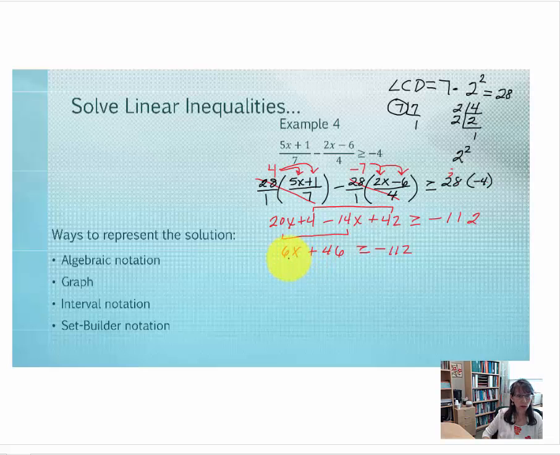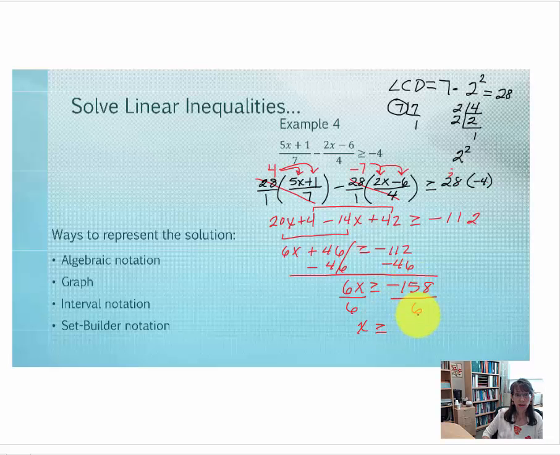6x is the only variable term, so I'm leaving that alone and subtracting 46 from each side. So if we eliminate it from one side and collect it on the other, we've got 6x is greater or equal to, and since both of these numbers are negative, we simply add them and include the negative. That looks like 158. So our final step now is to get x isolated by dividing by 6. Since 6 is a positive number, we keep the greater or equal. Do not reverse that symbol.